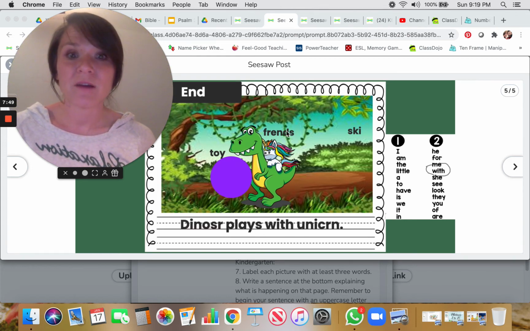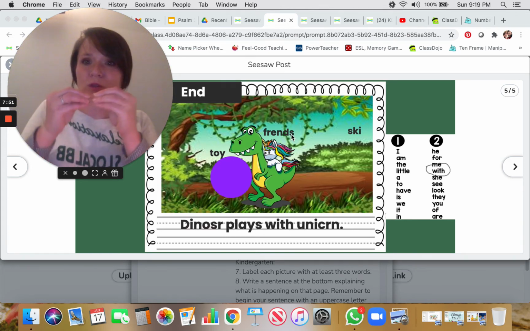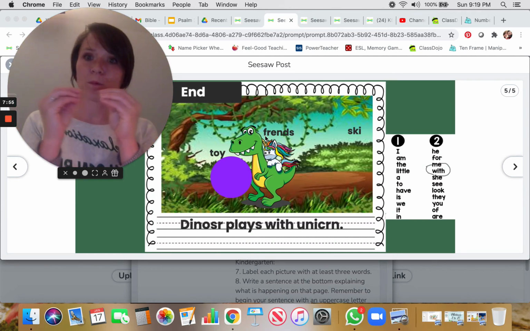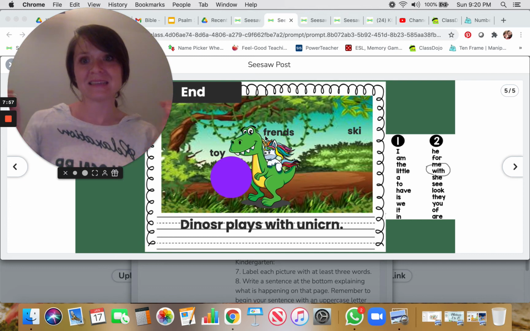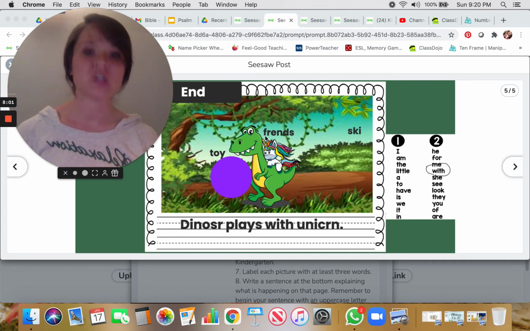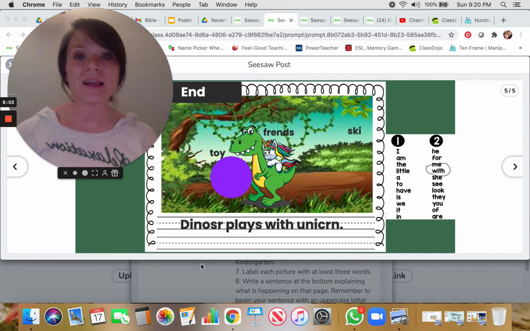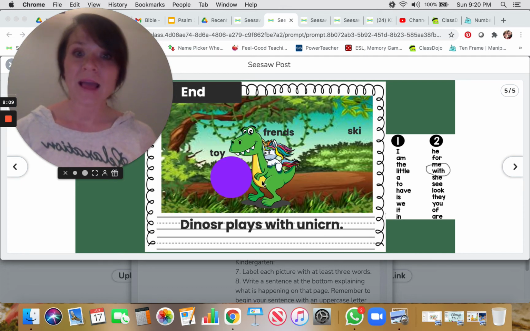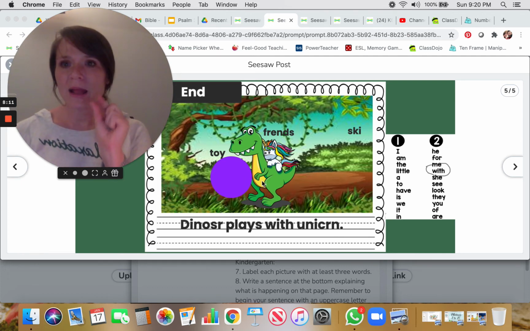When I'm trying to figure out my other words, I'm going to stretch them out. For example, here's the word friends. Friends. It doesn't have to be perfect, friends. Just do your best. When you're writing your sentences, don't forget to start with an uppercase letter and end with an end mark. Okay? Remember, I want you to do a little bit every day.